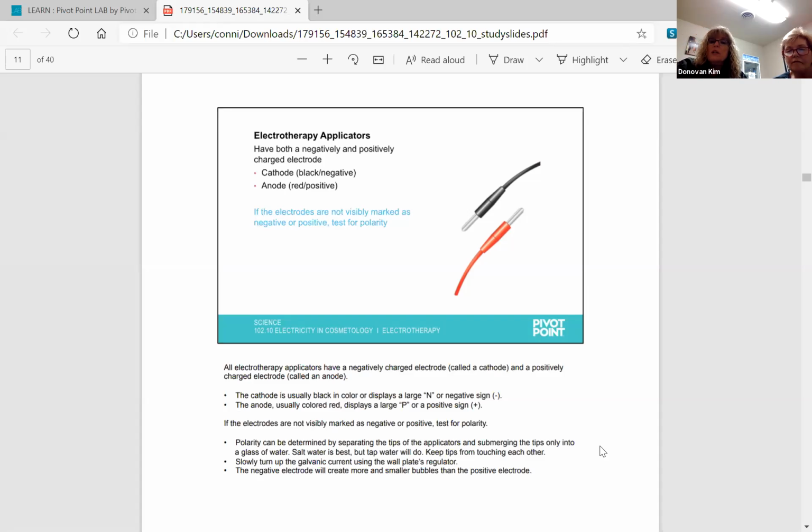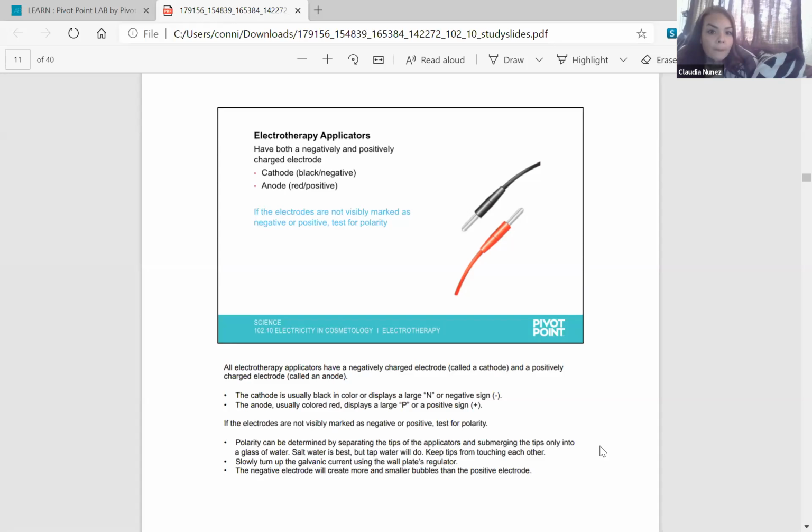Can you see that screen? And there's a red and a black line up there on your screen? Anyone? Yes, I forgot I was muted. Yes, I can see. Electrotherapy applicators, right? Is that what we're seeing? Electrotherapy applicators? Yes. Okay, good.